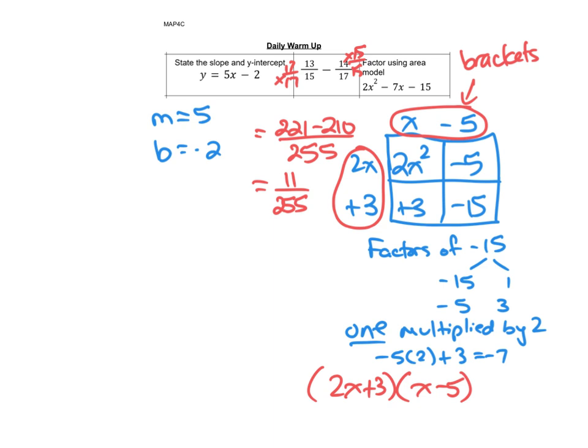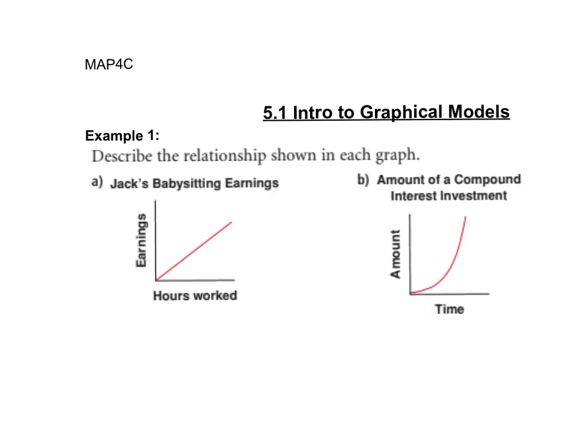Using the area model, we get x minus 5 times 2x plus 3. This is our first day of graphical models. So in this case, I'm just looking to discuss the relationship in each of these graphs.